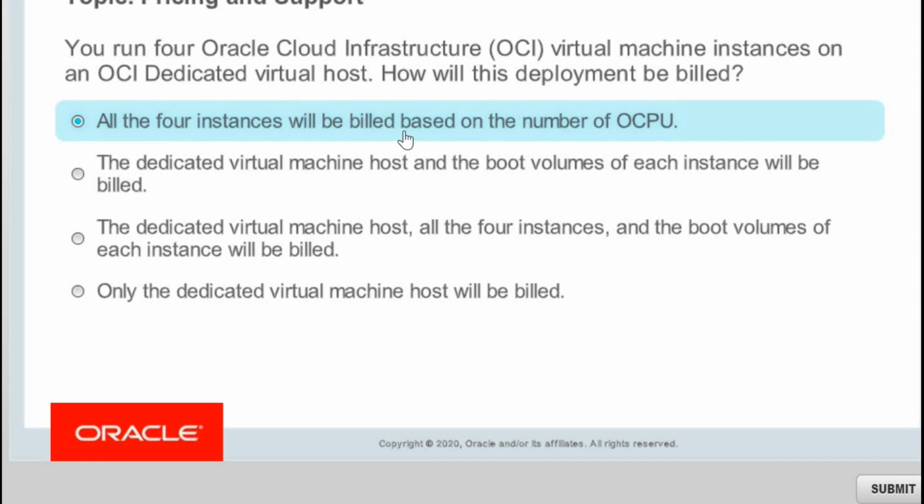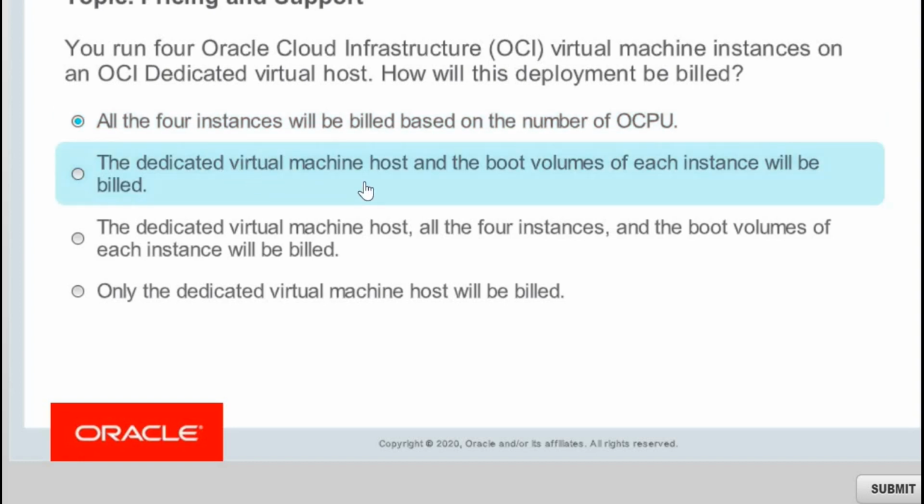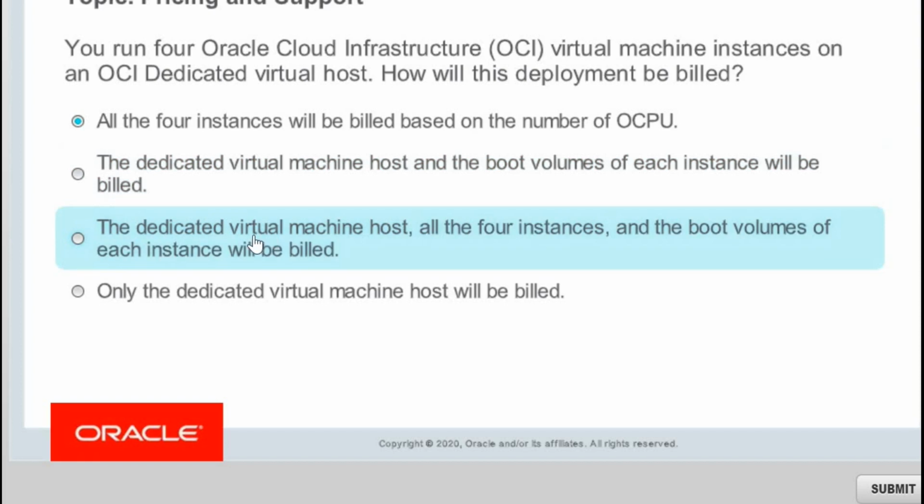All the 4 instances will be billed based on the number of OCPUs. Well, definitely the amount of CPU they are using will be billed, but that is not fully right. The dedicated virtual machine host and the boot volume of each instance will be billed. That looks right. Let me also read the third option: the dedicated virtual machine host, all 4 instances and the boot volume of each instance will be billed.